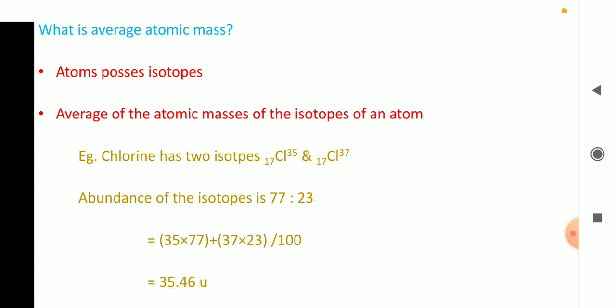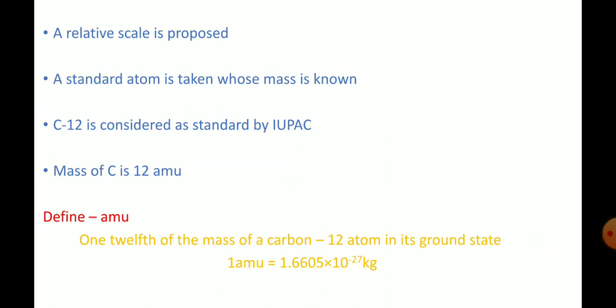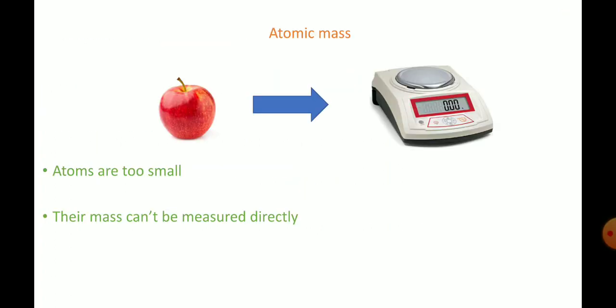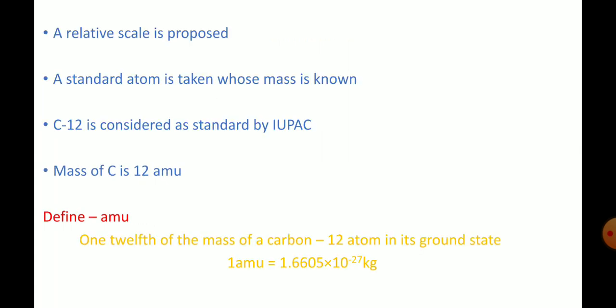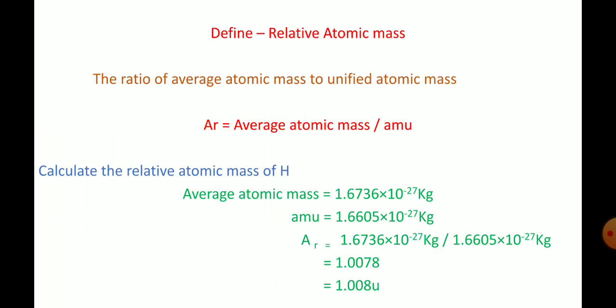Okay, so with this, atomic mass is over. So what are the things we have seen? The mass of an atom cannot be measured directly, so we need a relative scale, and we have to use a reference atom. By IUPAC, carbon 12 is considered as a reference atom. The mass of carbon 12 is known to us, that is 12 AMU, and we have defined AMU. Then a relative atomic mass is proposed. It is the ratio of two terms. What are they? One is average atomic mass, and one more is unified atomic mass. If you know both these things, then you can calculate the relative atomic mass.